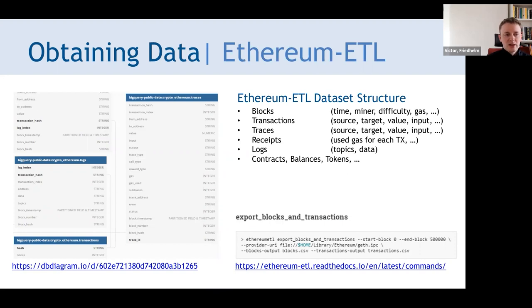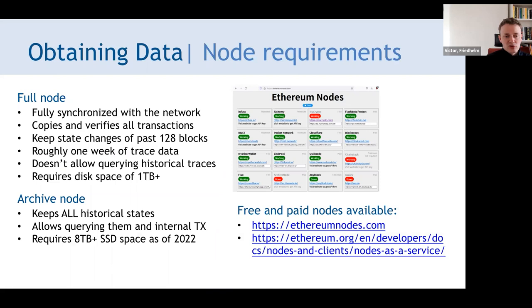So, what are the actual node requirements if you think about running something like this yourself? A light client node doesn't really make sense because it doesn't store all of the information that you want to access, but full nodes and archive nodes can be interesting. A full node is of course fully synchronized with the network, copies and verifies all transactions, but in terms of the state that it keeps, it's only the past 128 blocks. So it doesn't keep the historical states of something that happened in 2020. If you wanted to look up what the balance of a certain account was at that time, then that would not allow you to look that up.